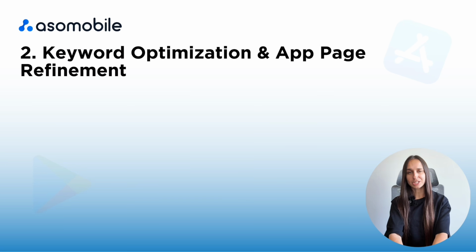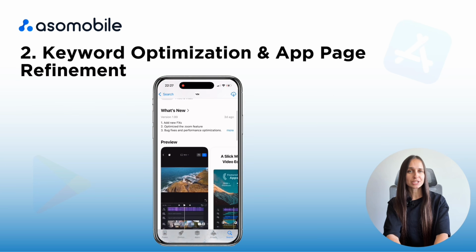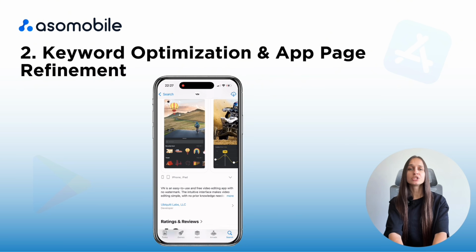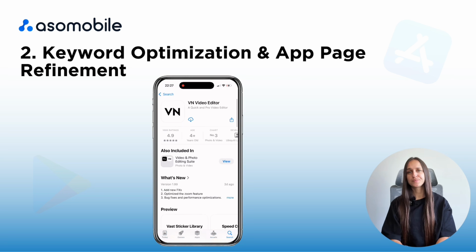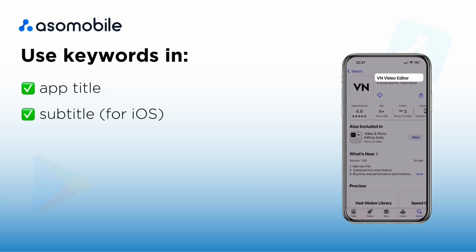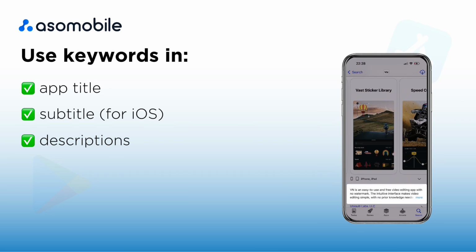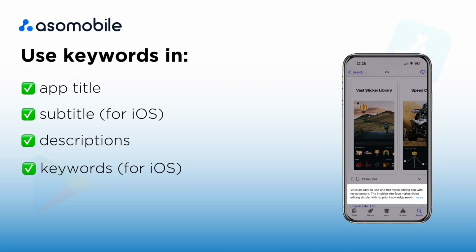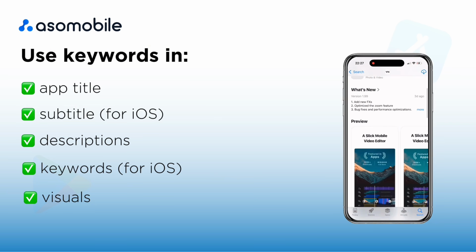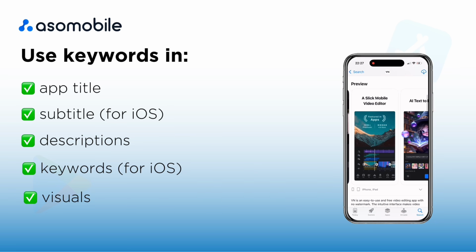Next, keyword optimization and app page refinement. Strong ASO starts with choosing the right keywords and refining every element of your app page to maximize visibility and conversion. Use keywords in the app title, the most important field, the subtitle for iOS, and short and full descriptions. Use keywords naturally for Google Play. Keywords for iOS are not visible to users. Visuals, icons, screenshots, and videos should match your app's core message and users' needs. And what about videos? Keep them short and clear.